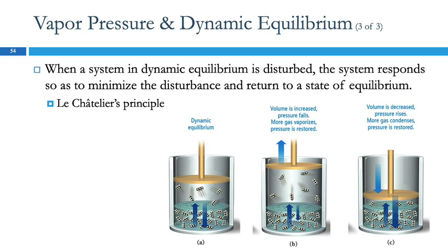And that type of process is referred to as Le Chatelier's principle. If you take a system at dynamic equilibrium and you force a change on it, the equilibrium is going to shift around and try to restore the balance. Any questions?